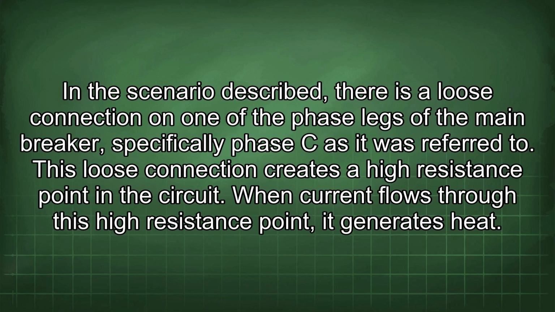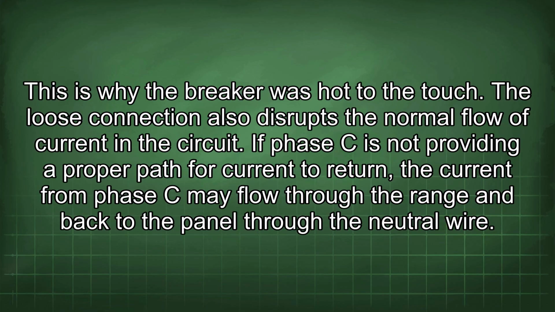In the scenario described, there is a loose connection on one of the phase legs of the main breaker, specifically phase C as it was referred to. This loose connection creates a high resistance point in the circuit. When current flows through this high resistance point, it generates heat. This is why the breaker was hot to the touch. The loose connection also disrupts the normal flow of current in the circuit.